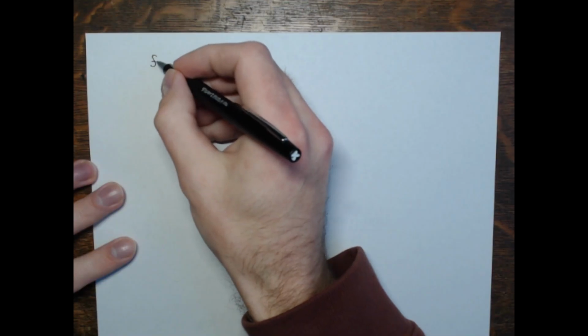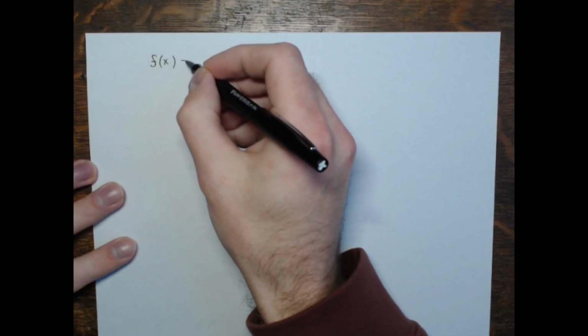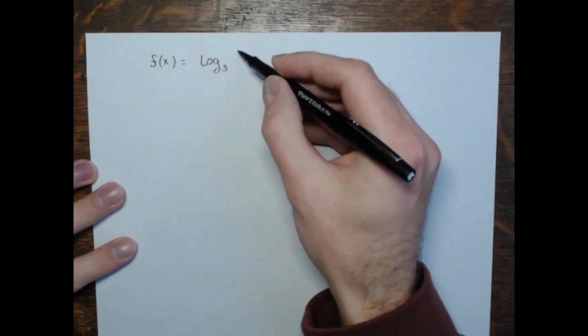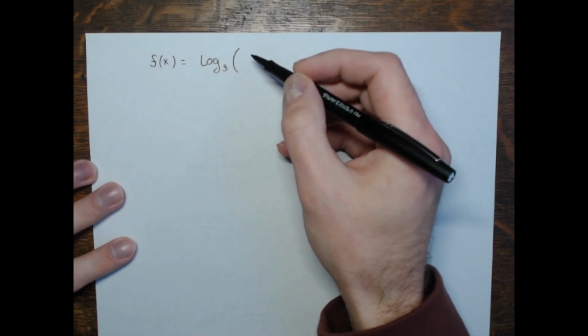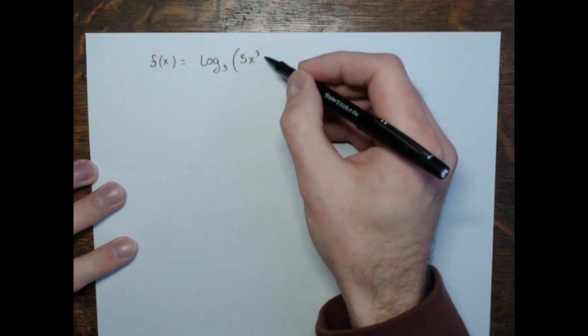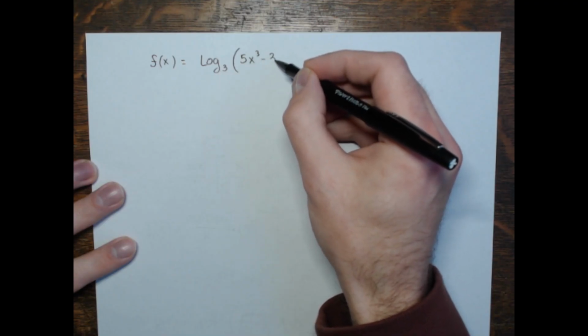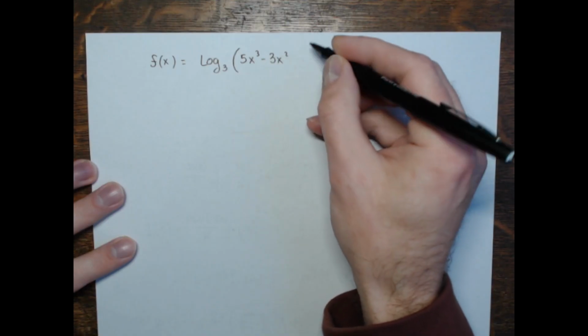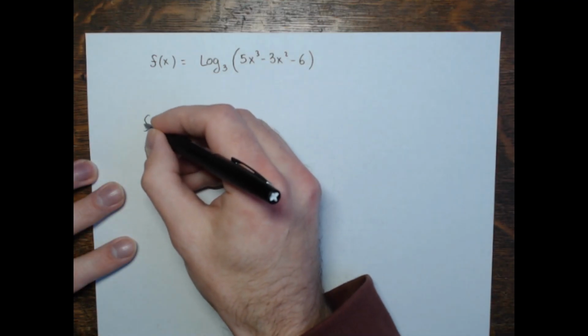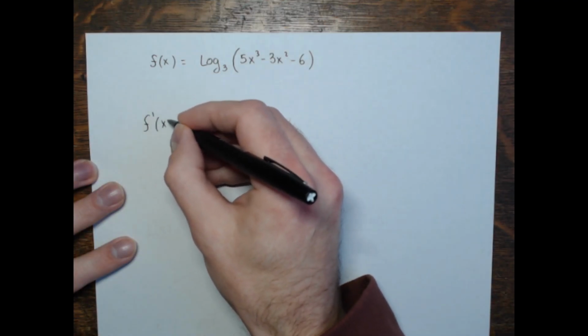So this is f of x equals the log base 3 of some polynomial inside, right? There's 5x cubed minus 3x squared minus 6. So first let's take the derivative at any x.